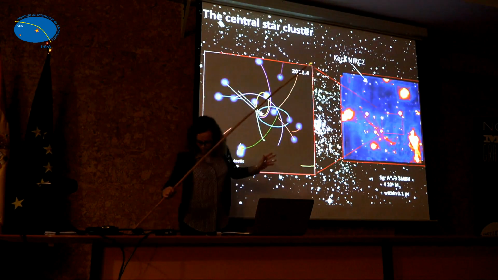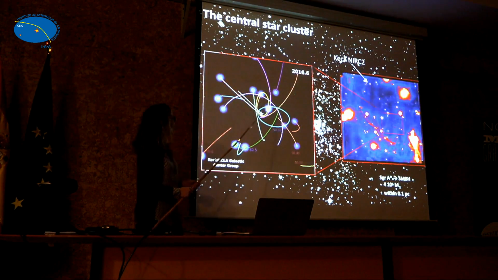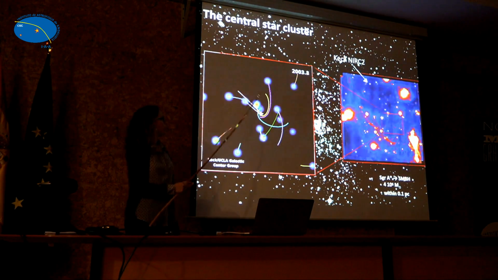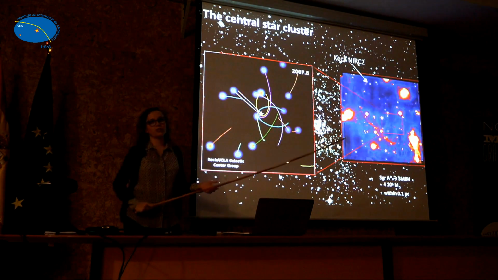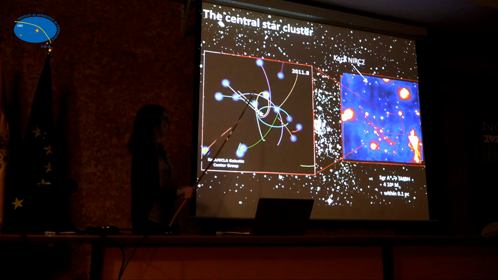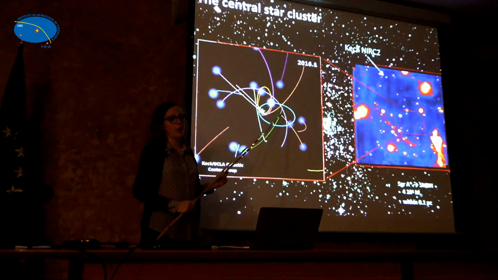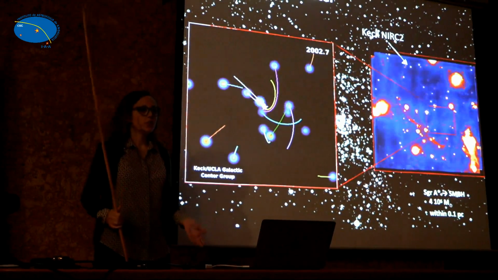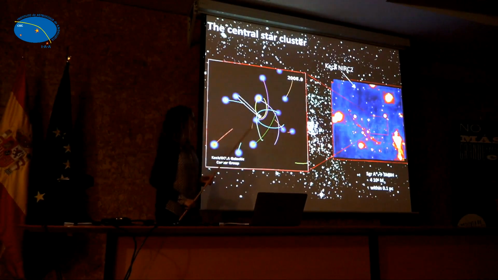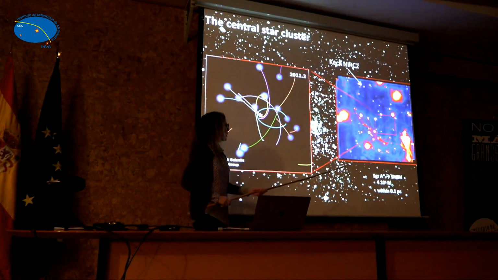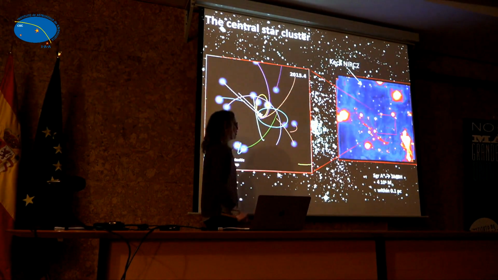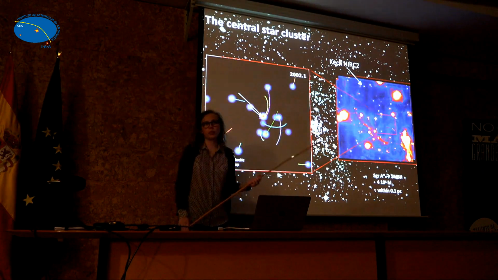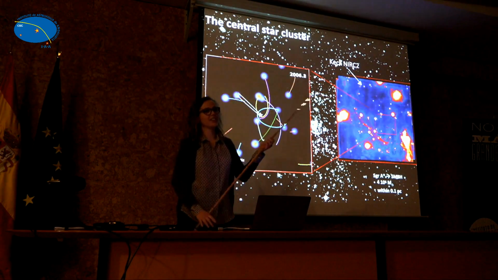That's how you create this nice movie. All these dots are stars moving, observed since 2003 up to 2017. So you can trace the orbits of things orbiting around the center. And thanks to this, we can measure that at the center of the galaxy there is a source, very probably a supermassive black hole, with 4 million times the mass of the sun, and this mass is concentrated in one point.